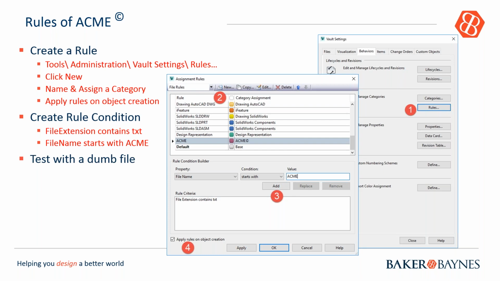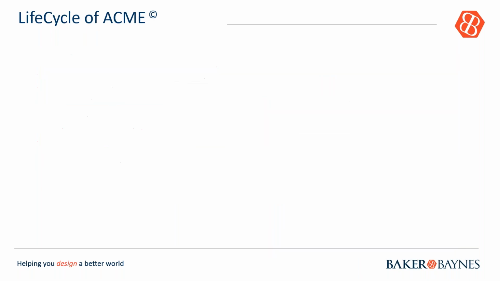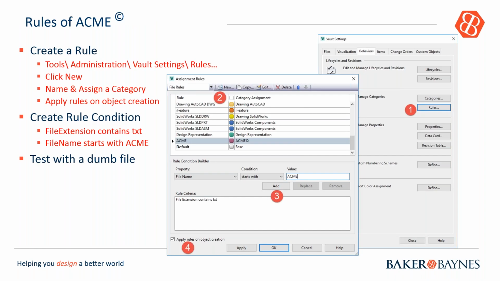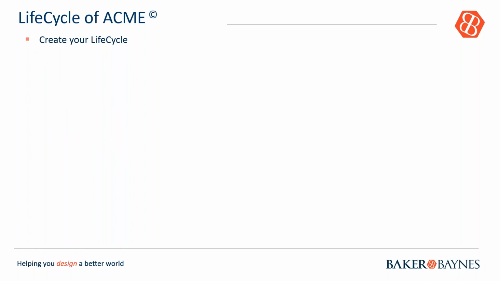Okay, you could test a file first. Ideally, you want to test a dump file that you put into it as well. So you just want to drop in a file to test if that category is working once you've created it. If we look at the life cycle of the ASME, okay, so you create your life cycle.